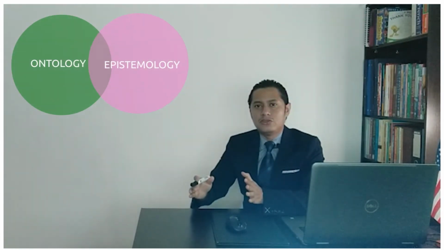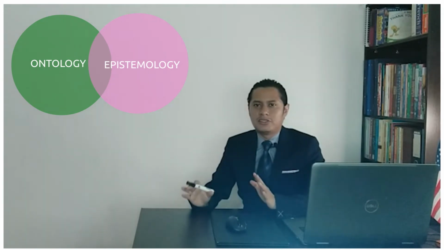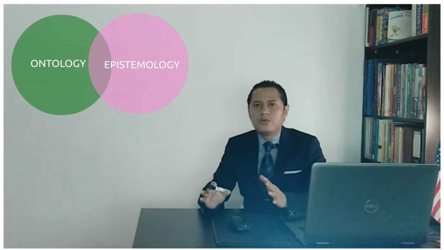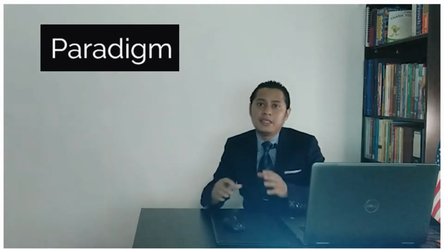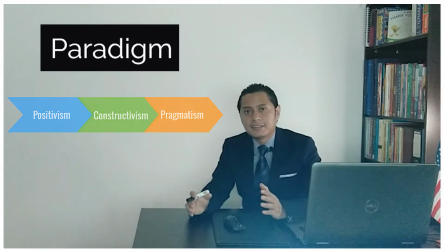When you combine ontology and epistemology, you are able to get a holistic view of how to understand knowledge. This is what we mean when we refer to research paradigm. Using the two, ontology and epistemology, that I mentioned before, I will now show you how these combine to form the three most used research paradigms in the social sciences.